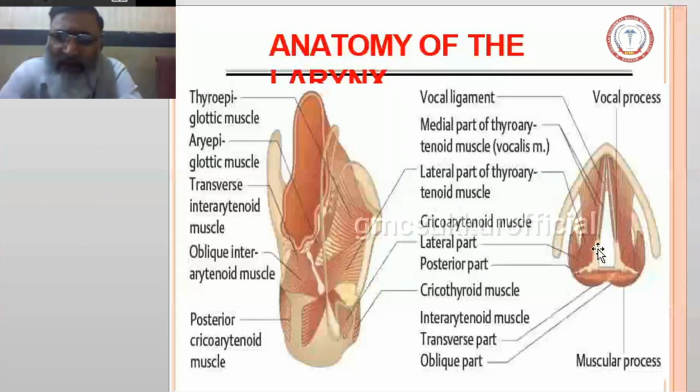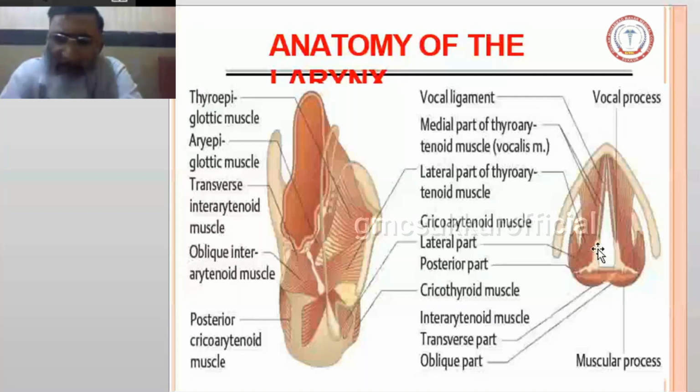Now the paired cartilages are the arytenoid cartilage, this one, and on the tip of the arytenoid cartilage, the corniculate cartilage and the cuneiform cartilage, which are hanging in the aryepiglottic fold. This one is the aryepiglottic fold, which maintains the balance of the epiglottis. So in this way, you have the paired and unpaired cartilages.